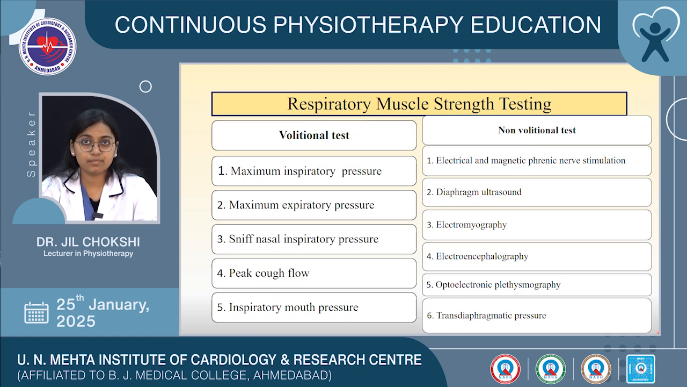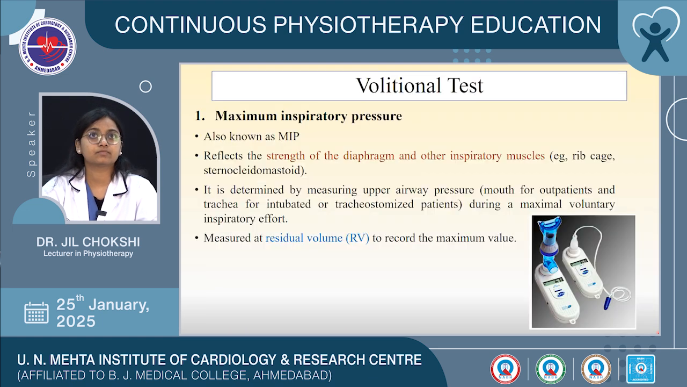Second one is the diaphragm ultrasound. Third is the electromyography. Fourth one is the electroencephalography. Fifth one is the optoelectronic plethysmography. And last one is the transdiaphragmatic pressure. We will see volitional tests one by one.